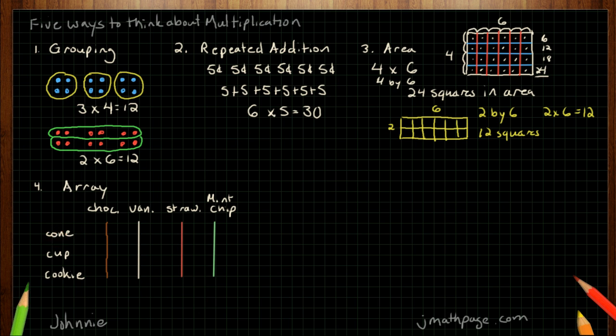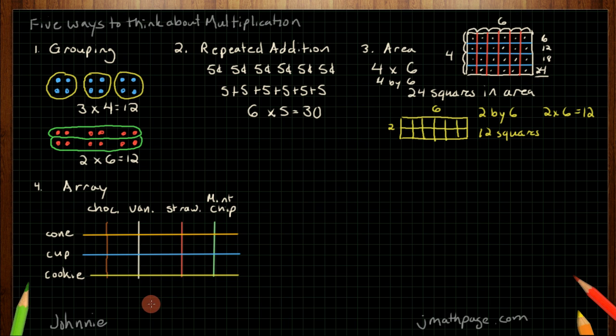So your cone, you could have a cone that has chocolate in it, vanilla in it, strawberry, or mint chip. That's another way to think about it. Your cup could be filled with chocolate, vanilla, strawberry, or mint chip. And your cookie could have chocolate in it, vanilla in it, strawberry, or mint chip. Those are all the different choices. So let's look at what we have right now.